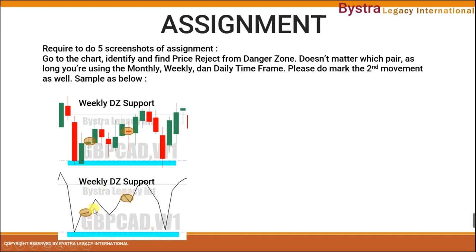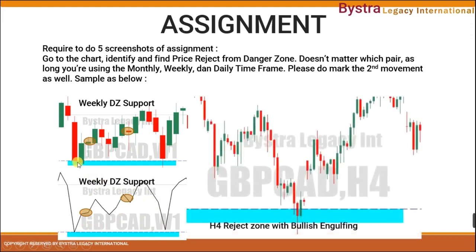Correct? Okay, so second movement. This one can be a second movement as well. All right, so this one we mark the horizontal line. And thirdly, remember guys to mark the zone. So mark the zone from the edge of the support all the way down to the shadow or the wick of the candlestick. Lastly, we can see there is a rejection zone with a bullish engulfing.